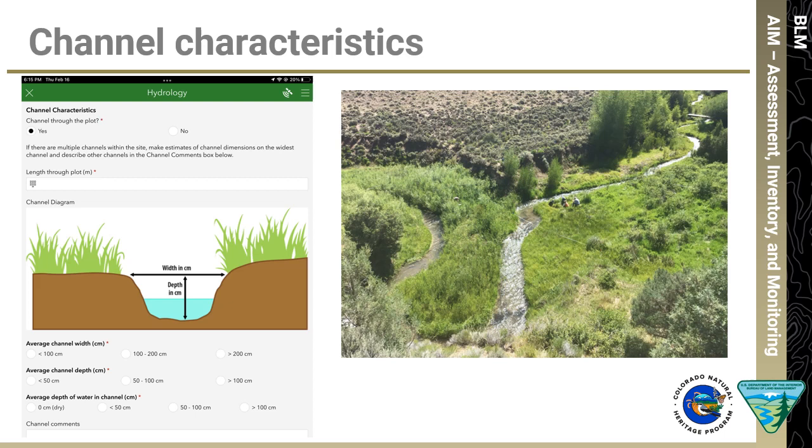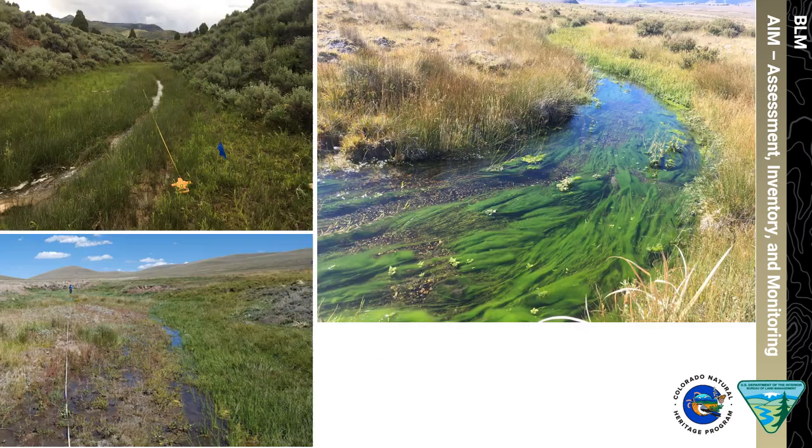This slide shows the Survey 123 form for collecting channel data. After recording the data in the iPad, take a minimum of 2 photos of all dominant channels observed within the plot during the site visit. Additional details about the number and characteristics of small channels within the plot should be included in the general hydrology description. Here are some examples of channels found in wetland and riparian areas.